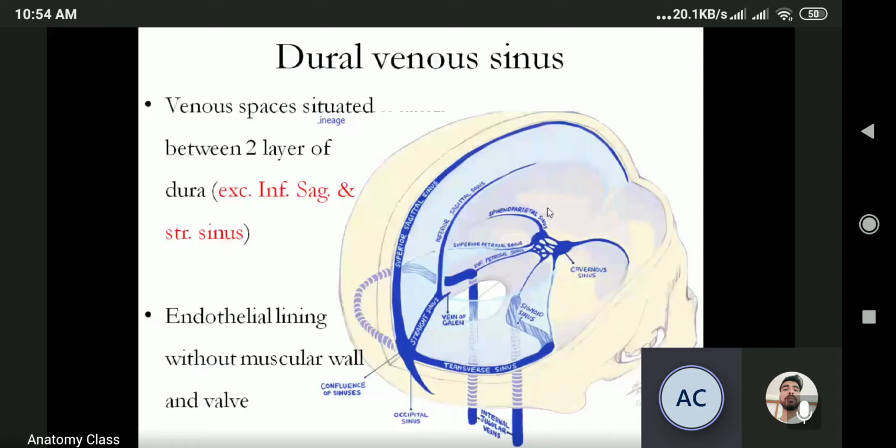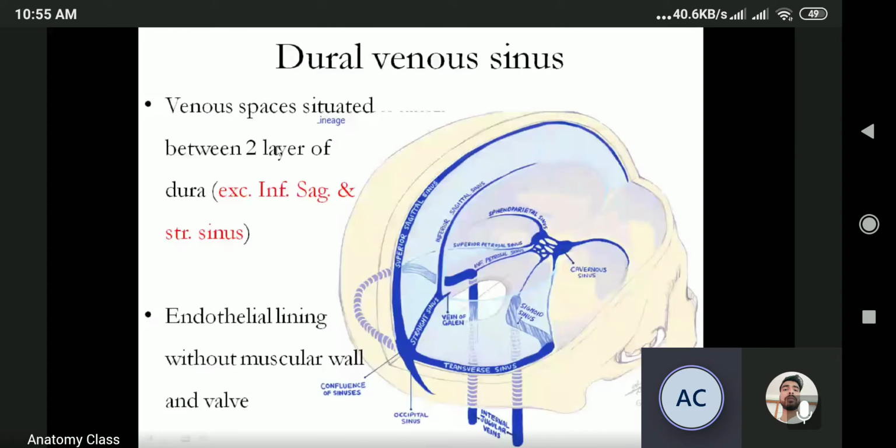Okay? So almost all the dural venous sinuses are present between the two cranial dura, that is between the endosteal layer and meningeal layer of dura. But there are some exceptions: the inferior sagittal sinus and straight sinus are the two exceptions, which are present within the single meningeal layer of cranial dura, not between the endosteal and meningeal layer. Otherwise, all the rest are present between the endosteal and meningeal layer.